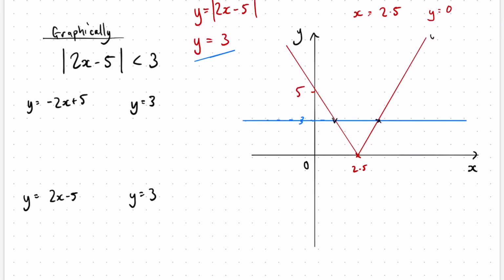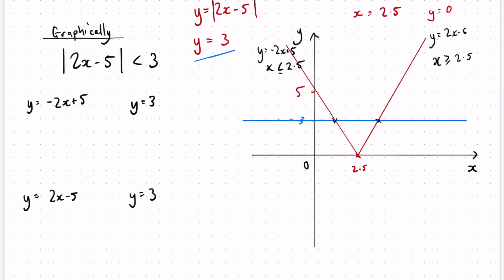So this is y equals 2x minus 5 when x is greater than or equal to 2.5. This is the graph y equals minus 2x plus 5 when x is less than or equal to 2.5.